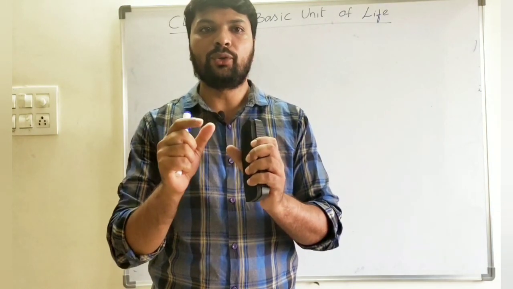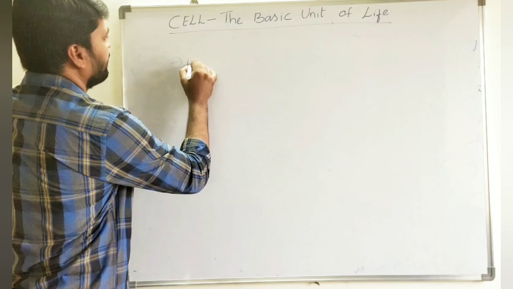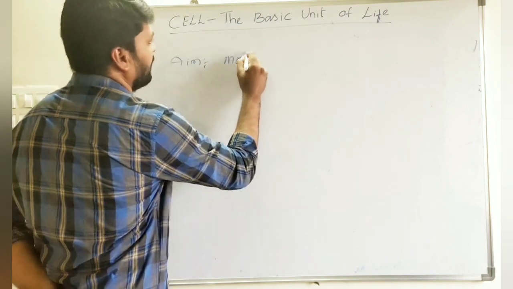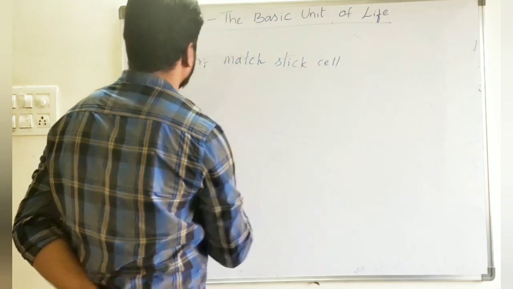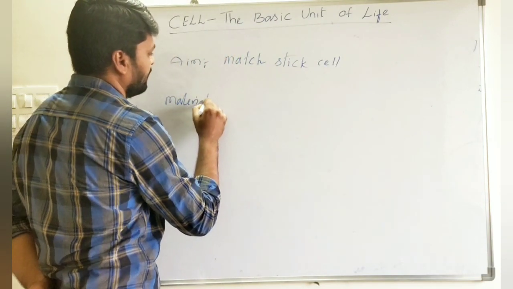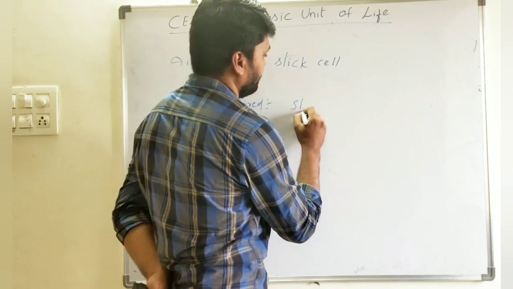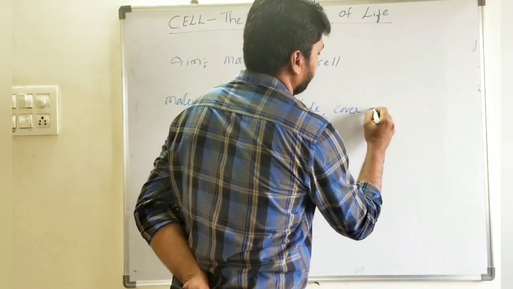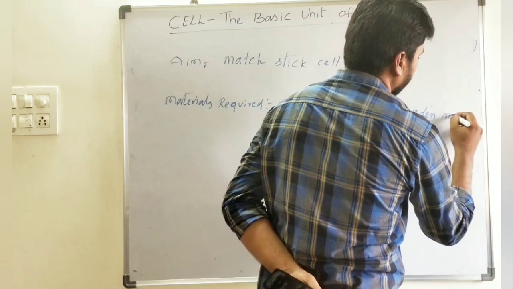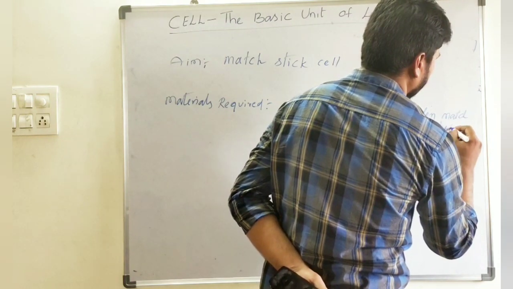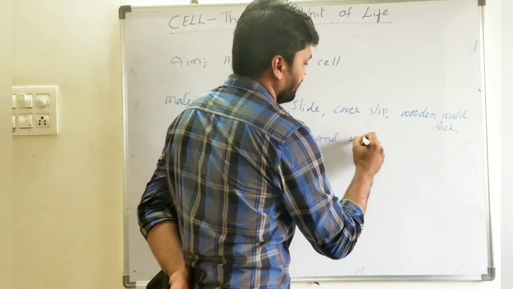Now let us see how to observe cells under a microscope. First we'll start with the matchstick cell. Aim: observation of matchstick cell. Materials required to perform the activity: we need some materials like slide, cover slip, wooden matchstick, microscope, and water.